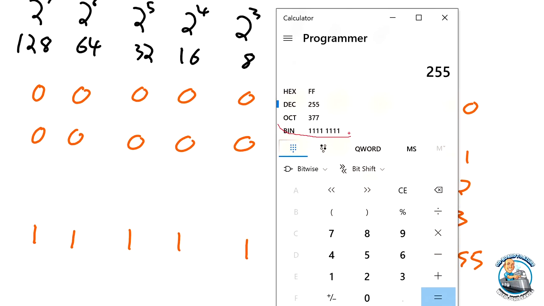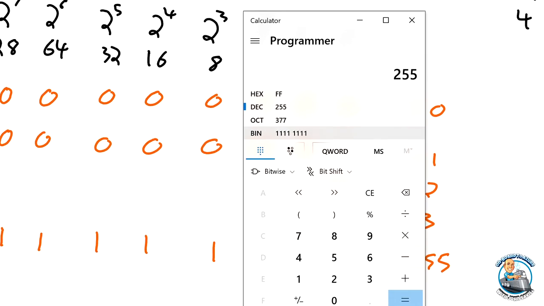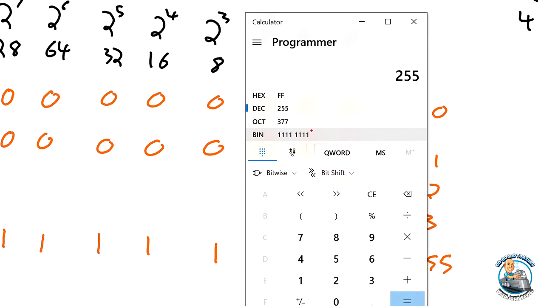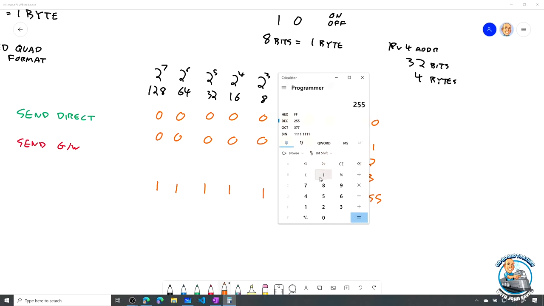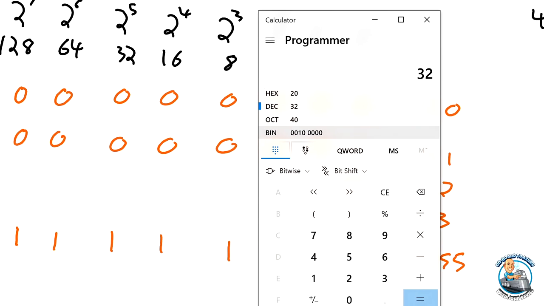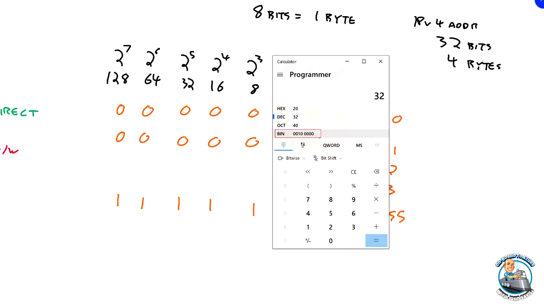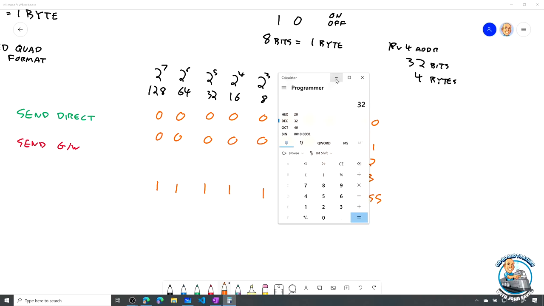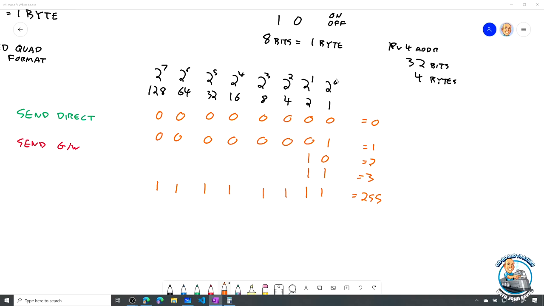it shows me, oops, try that again. I can see the binary, so those four ones. If I needed 32, for example, I could clear and just type in 32, it's showing me the binary. And notice there, it's that same thing. It's showing me the binary version. So that's kind of an easy way to work out really what the binary is. So that's kind of a key point to all of that.